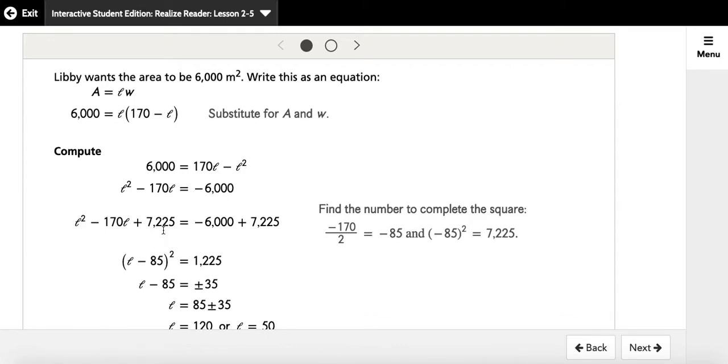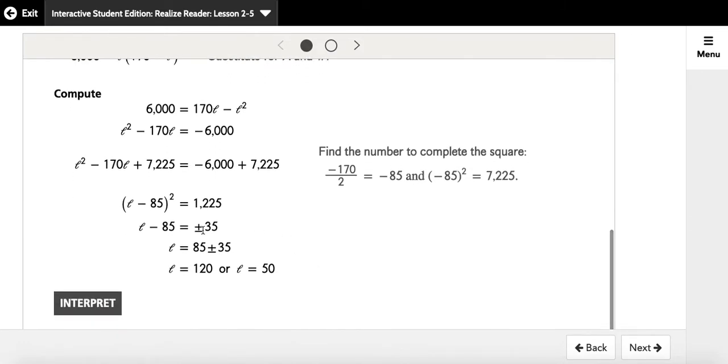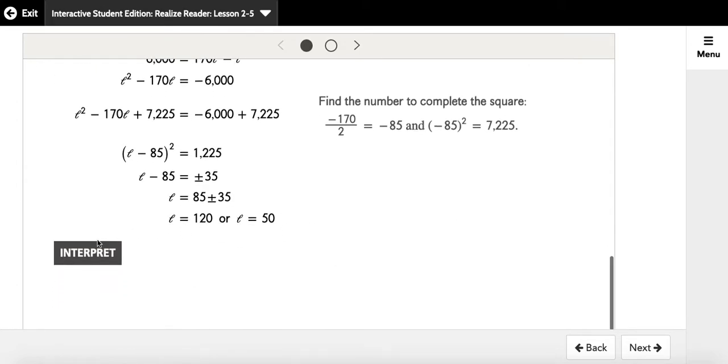But if you add 7,225 to this side, you need to add 7,225 to this side. To go along with the negative 6,000 comes out to 1,225. When you take the square root of both sides, you get L minus 85 equals positive or negative. It turns out 1,225 is 35 squared. So we have positive or negative 35, and then we're going to add 85. When we add 85, we get 120, or when we subtract 35, we get 50. So the length could be 120, or it could be 50. Turns out one of these will be the length, and one of these will be the width.